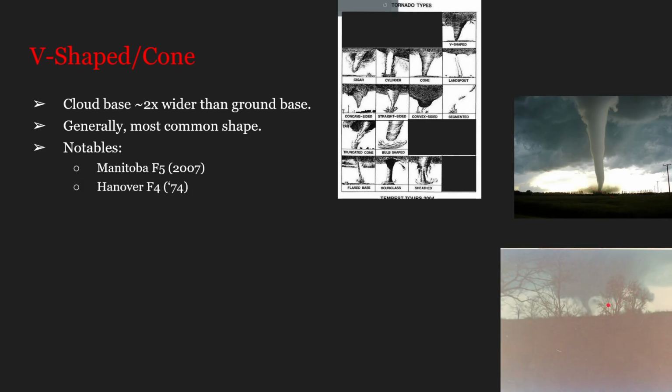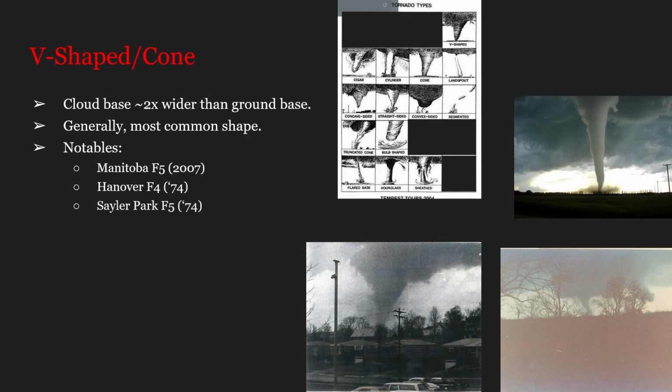Another example of a cone is the Hanover F4, Hanover, Indiana, from the 1974 super outbreak. Here we have a very distinct, very well defined squarish wall cloud with the tornado, with the classic little curve in the condensation funnel. That's a very, very classic imagery of a tornado. The Sayler Park F5, also from the 74 Super Outbreak, is a great example of a drill bit as well.